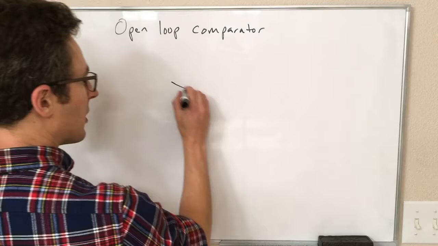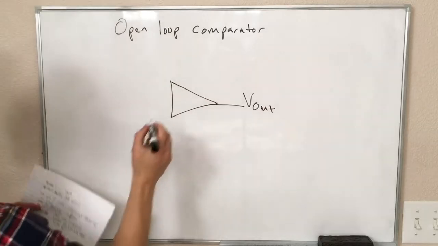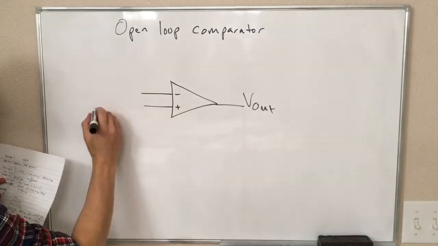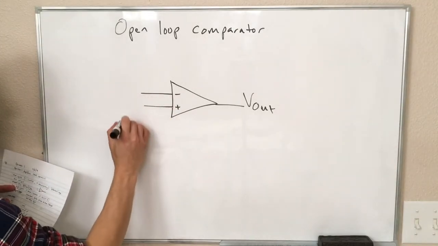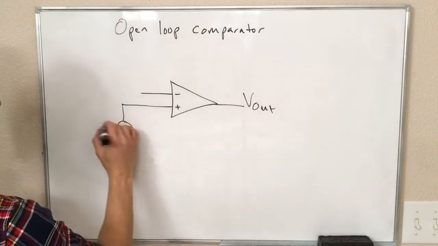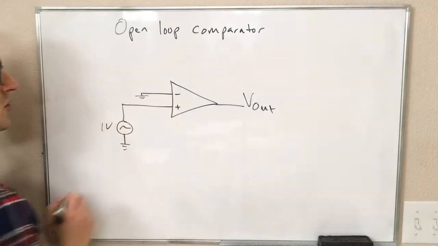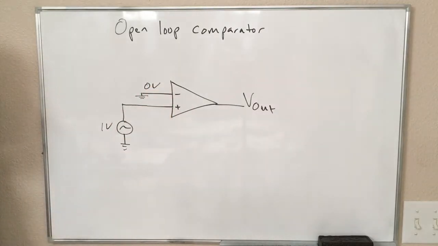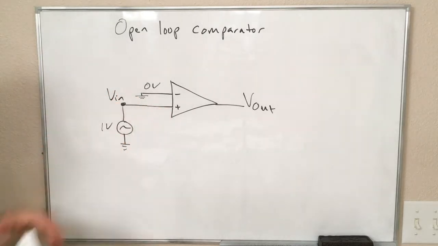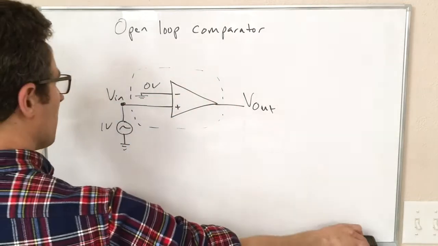So let's say we have our op-amp, we have our V out at the output, and at the non-inverting input we have a sine wave going in. It doesn't really matter what this voltage is, but maybe it's 1 volt. The inverting input we are just going to ground, so this is 0 volts. I'm going to call this V in, the input to our comparator. The comparator is the thing in the middle here.